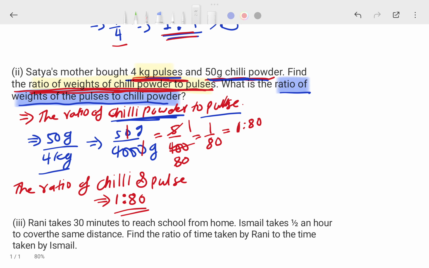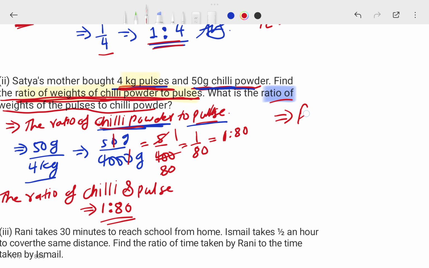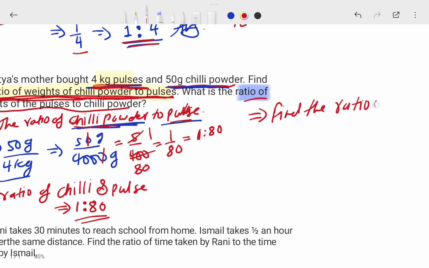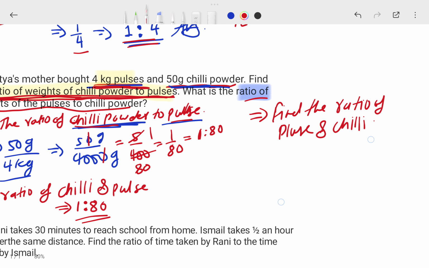Now I will write another question here. The first is clear. Okay, just wait. The second question says find the ratio of the weight of pulse and chili. Earlier we found the weight of chili and pulse. Now secondly it says find the ratio of pulse and chili.